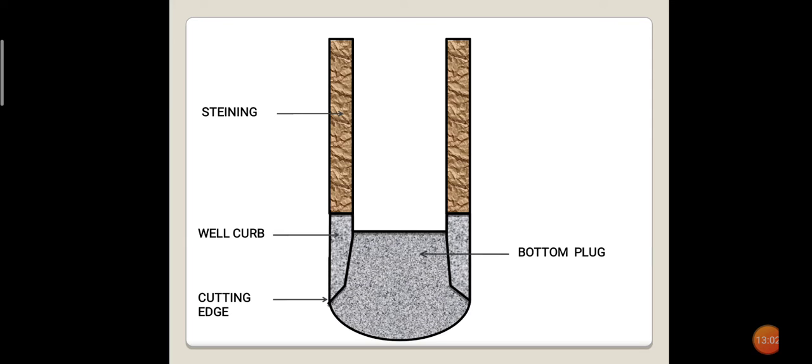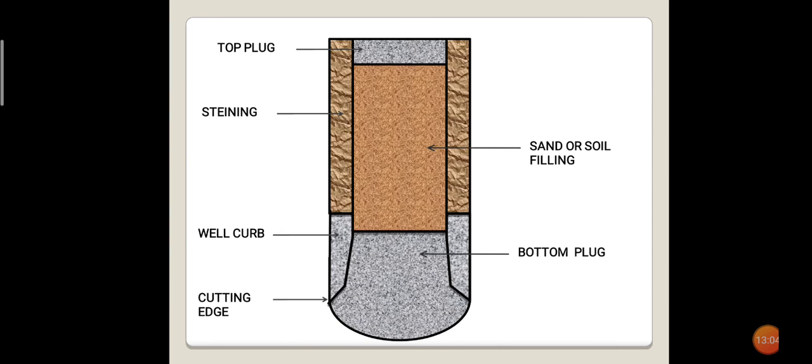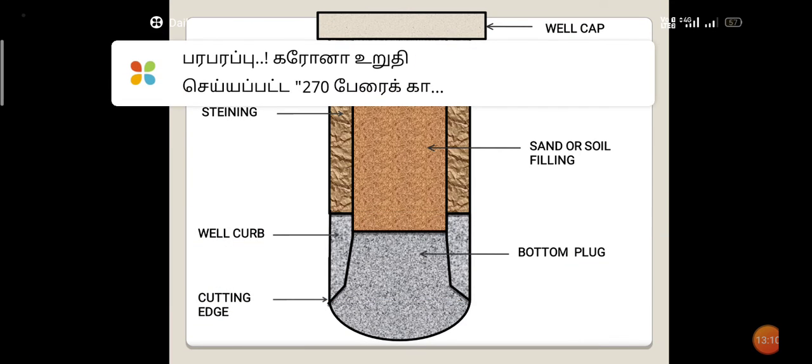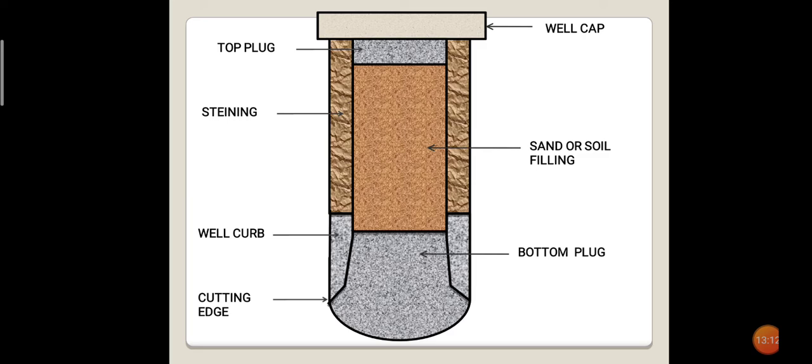So this is the picture about the well foundation. First one, cutting edge. The cutting edge projects below the well curb. It provides comparatively a large edge to cut the soil.